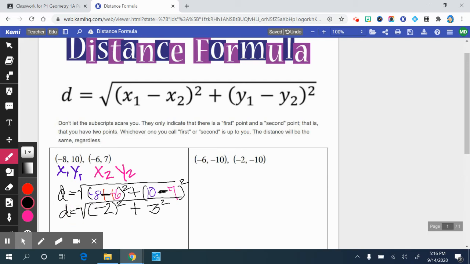All right, and so I do want to square before I add, so negative 2 squared is going to be 4, plus 3 squared is 9. And then the distance is going to be the square root of 13. And I could leave it just like that.